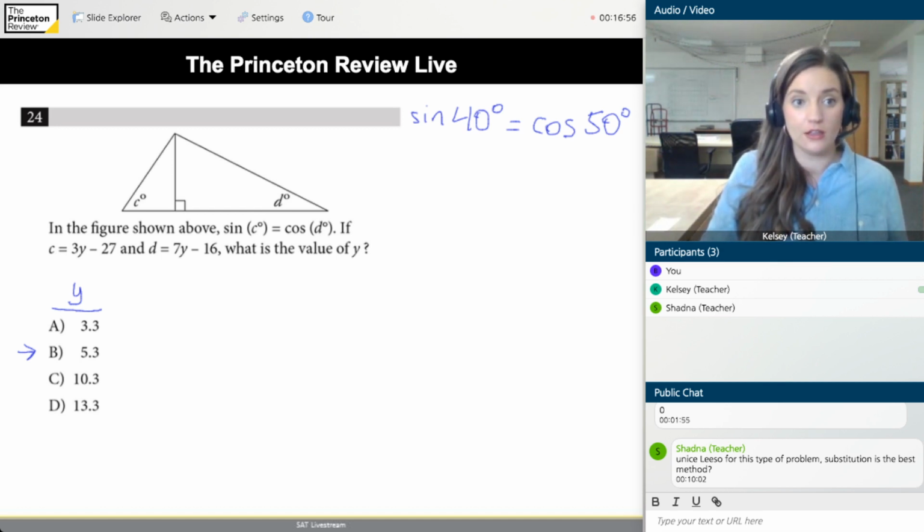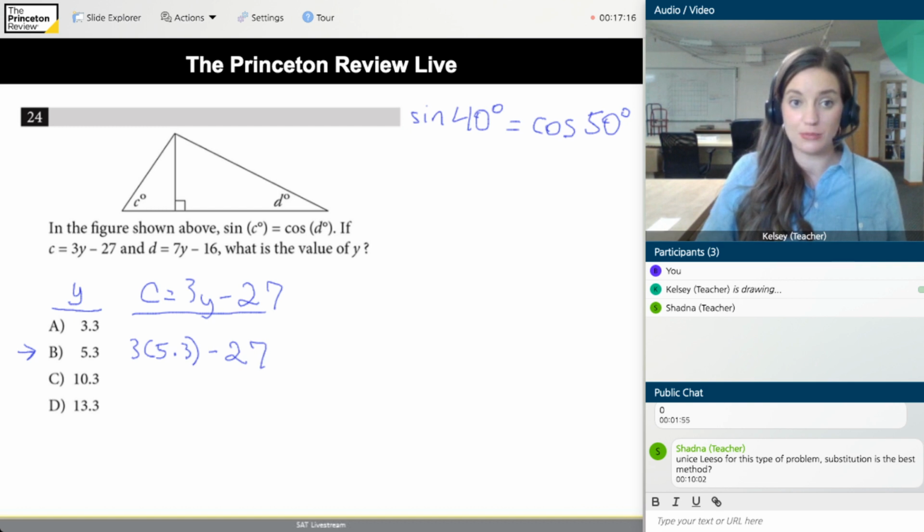So if Y is 5.3, then we can figure out what C is, right? C is equal to 3y minus 27. And so if we know what our value of y is, we can work that out. So that's going to be equal to 3 times 5.3 minus 27. This would definitely be a calculator question. And so if we work that out, that's going to give us negative 11.1.